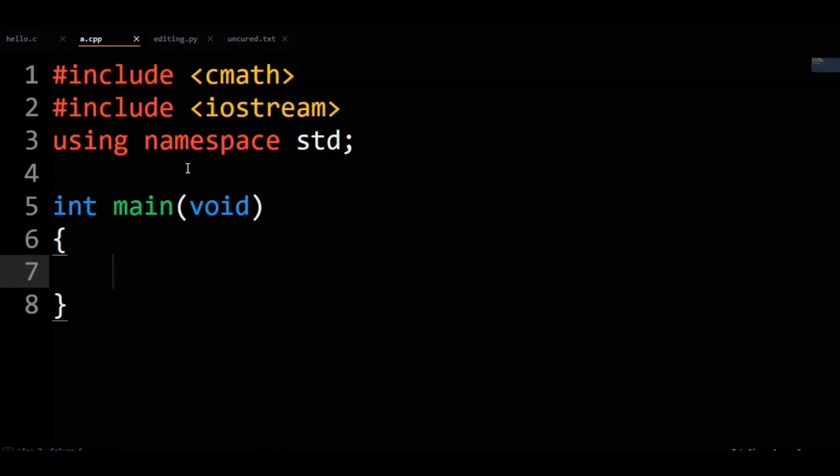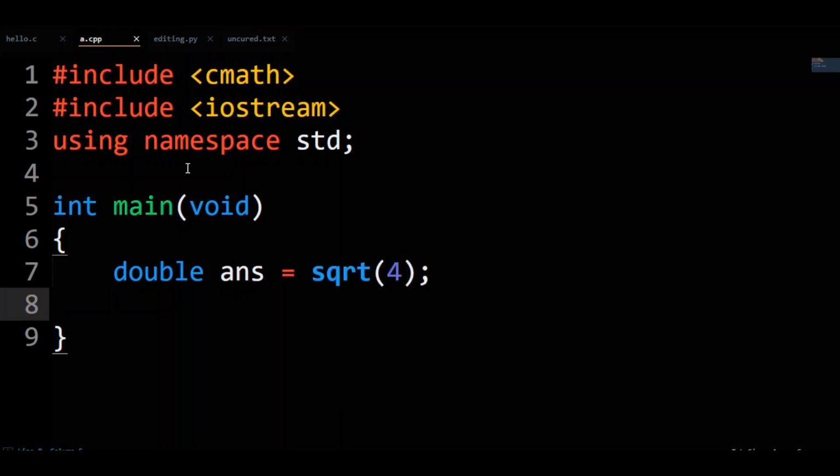Square root returns doubles, so for our answer we will do double ans equals sqrt(4). Let's print our answer out. To cout, put our answer, and to our answer, put the endl.